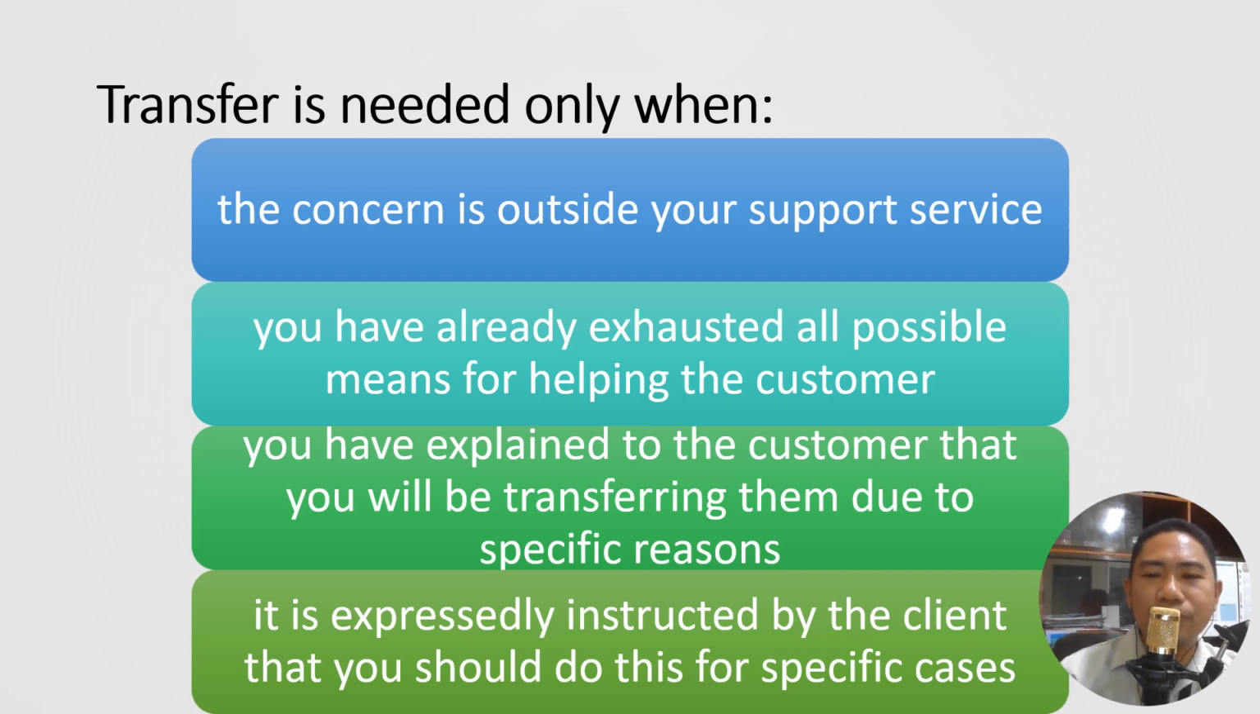You cannot transfer calls to another department for any incorrect reason. That would be call abandonment. And we are not supposed to abandon calls, otherwise, that's a red flag.